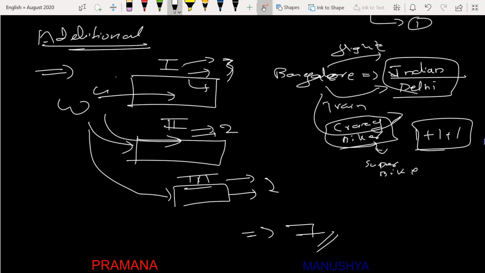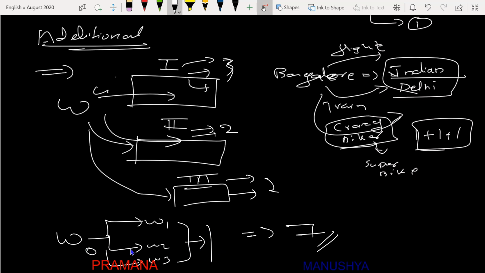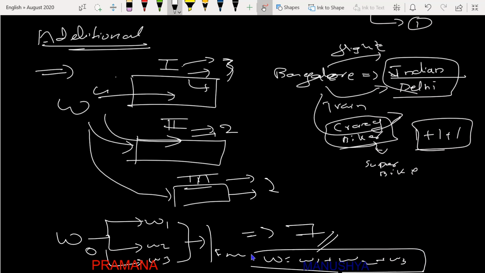So if the work can be done in different ways, like W1, W2, W3, and you can reach the final work from initial to final, the total will be W1 plus W2 plus W3. This is the simple concept behind all permutation and combination problems.